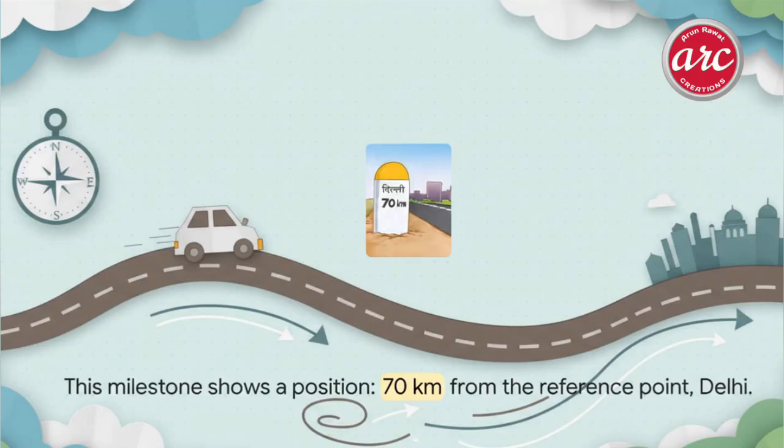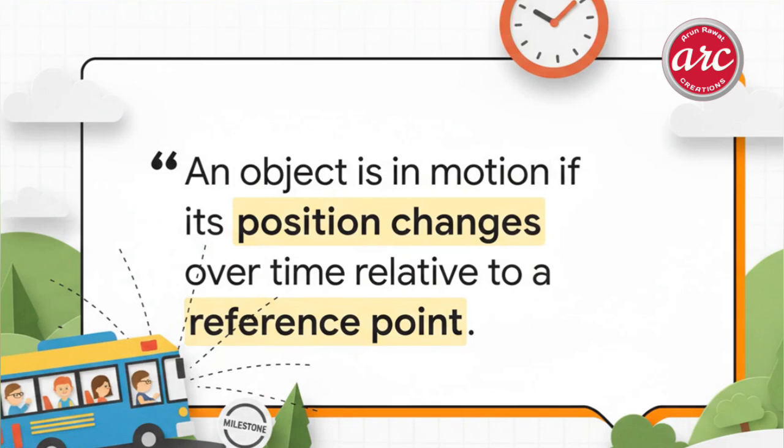This milestone here is a perfect example. It says, Delhi 70 kilometers. What does that actually mean? It means your position is 70 kilometers away from the city of Delhi. Delhi is your reference point. But now think about a car driving past. For that car, the milestone itself becomes a reference point to measure its own movement. See how that works?